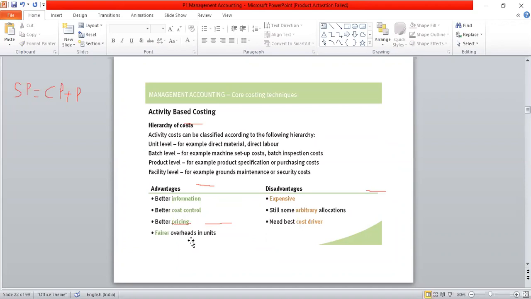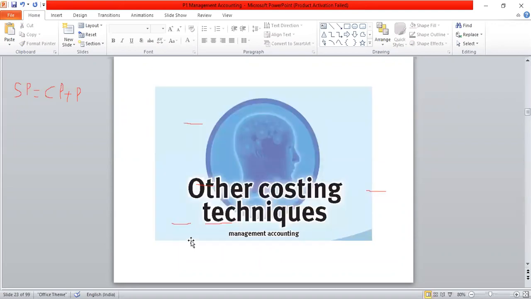Still some arbitrary allocations need the best cost driver. So this can work out only when the appropriate cost drivers are identified. If they cannot be identified, then the whole activity will be a waste. Only when the most appropriate activity cost drivers are identified and used, the appropriate amount of overhead cost will be allocated. So that is activity based costing.